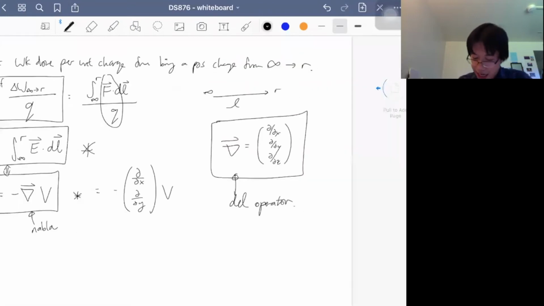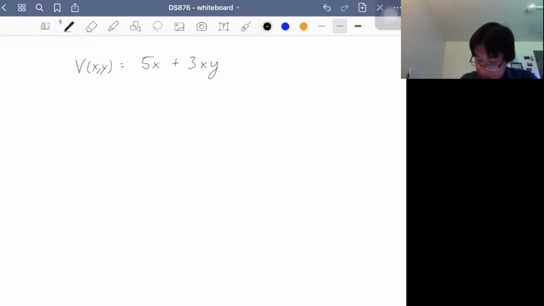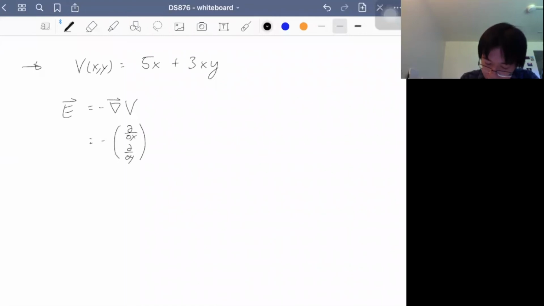Okay. How do you use it? Let's say I have an electric potential that is like this. Let's say it's 5x plus 3xy, like this. All right, so what is the electric field if I'm given this? Well, the electric field is this, right? So that is the d/dx, the d/dy of V. So V is 5x plus 3xy, right? So first you can multiply this inside here. So it's d/dx of 5x plus 3xy, d/dy of 5x plus 3xy, like this.